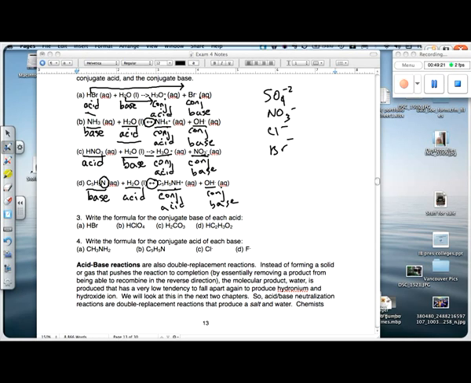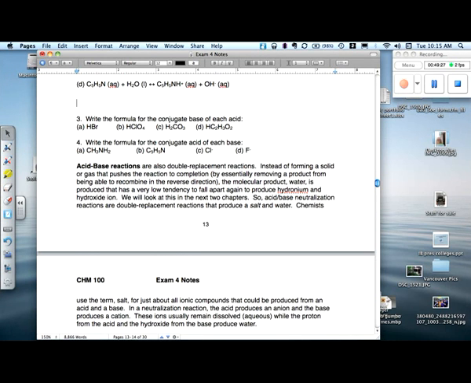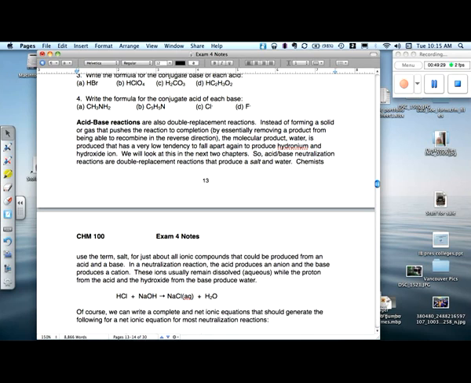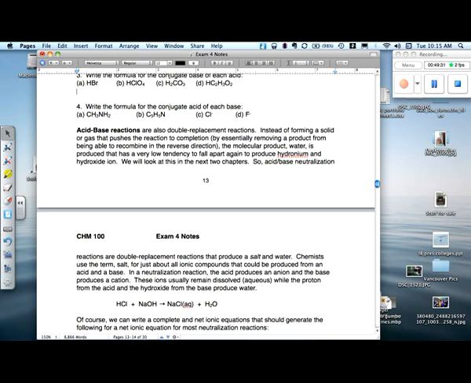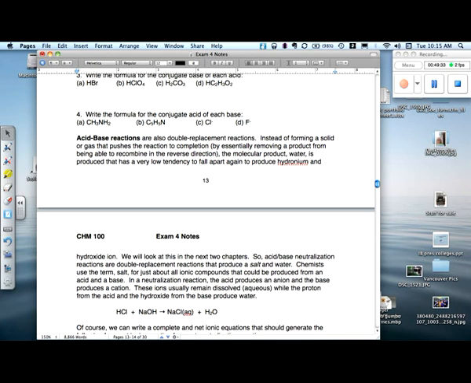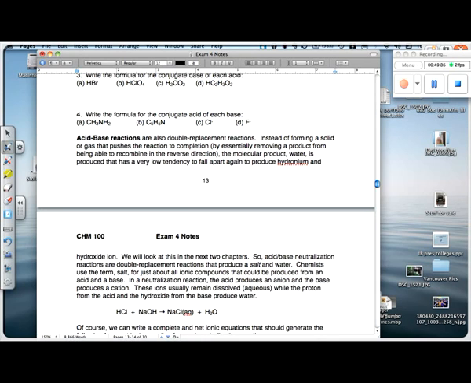All right, next, scrolling. So we're going to write the formula for the conjugate base of each of these acids. So each of these acids is going to take the hydrogen off. That's what acids do. And remember, if you take a hydrogen off, an H plus off, you're left with something with a negative charge. So Br minus is my conjugate base for A.